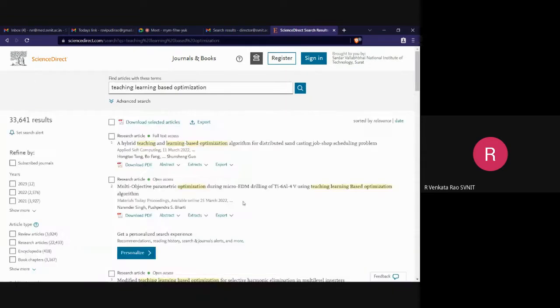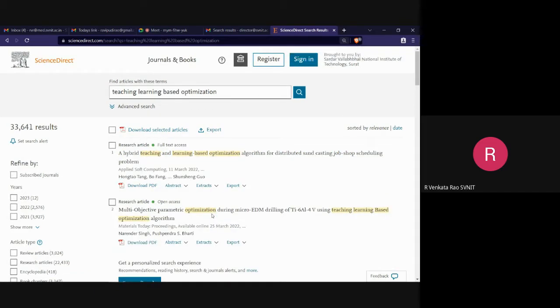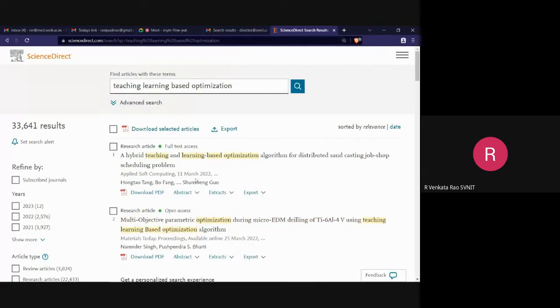Those are available. Now you can see here hundreds of research papers in Science Direct itself using this teaching learning based optimization algorithm, TLBO. And here you see the title, let me make it bigger so that you can read it: a hybrid teaching and learning based optimization algorithm for distributed and costing job shop scheduling problem. You can see March 2022, the latest only. So, job shop scheduling problem.